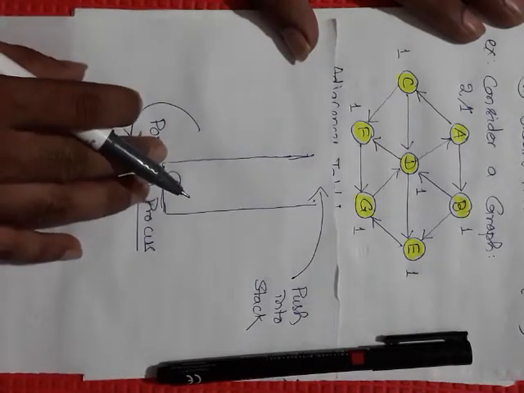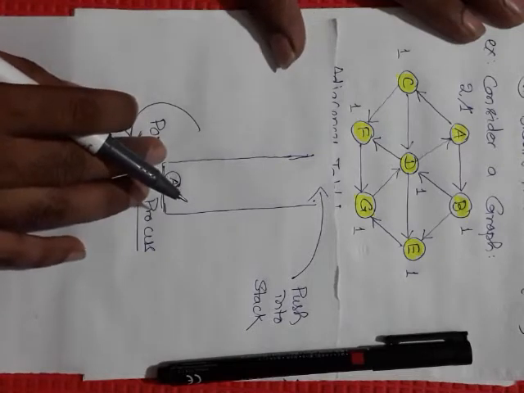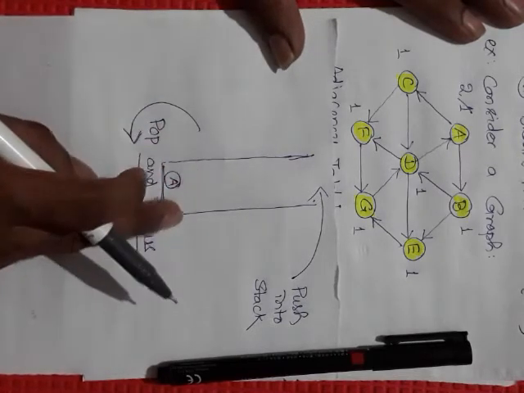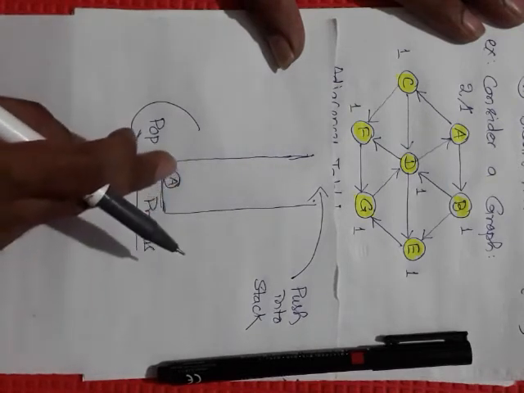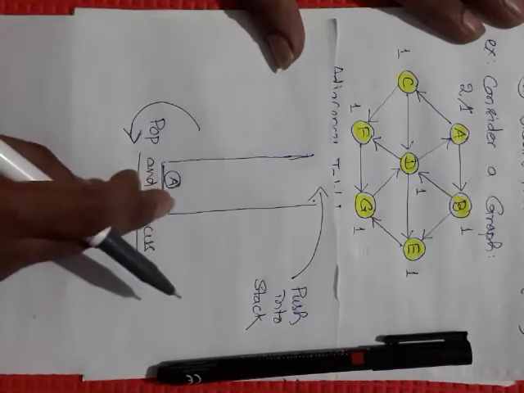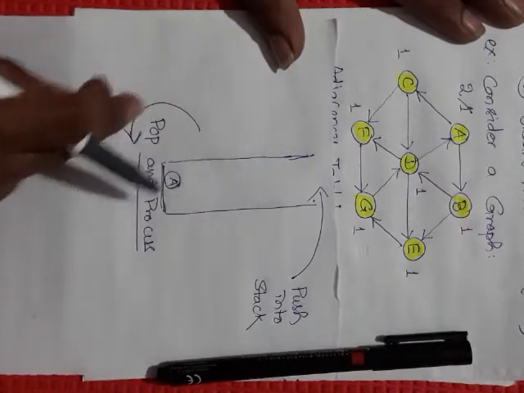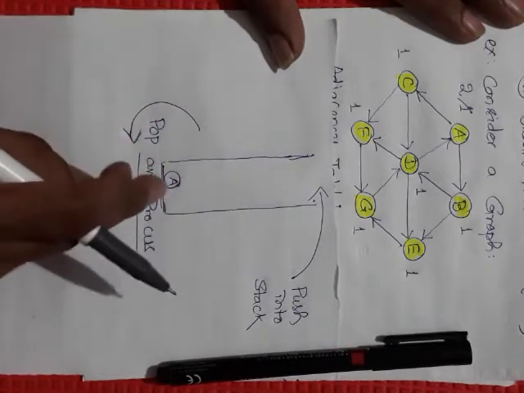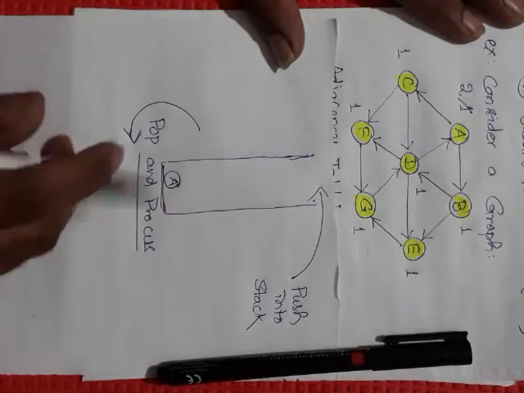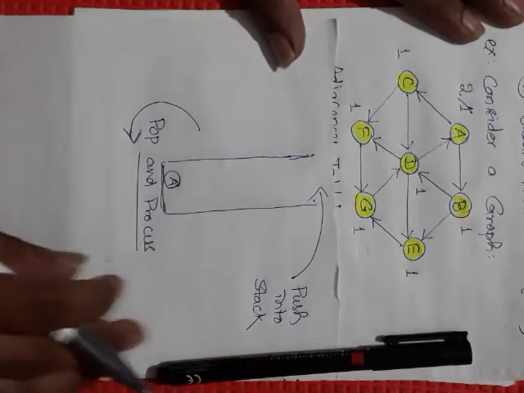Now we will start with the execution. How? With the help of the stack. While the stack is not empty, pop a node and process it. Of course, for the first time, only one node A is available. If you pop it and process it, that node after processing will be in the processed state. So we are starting with the algorithm.